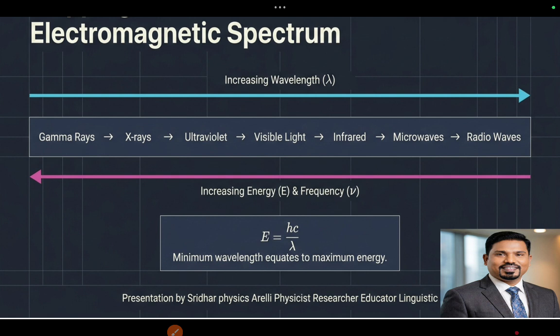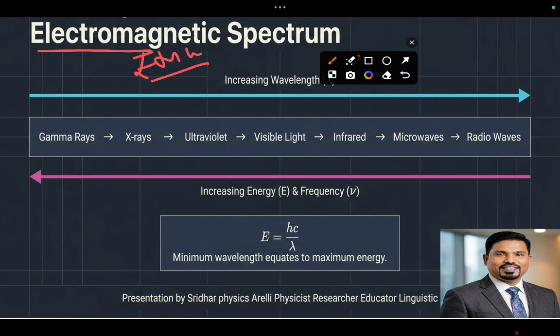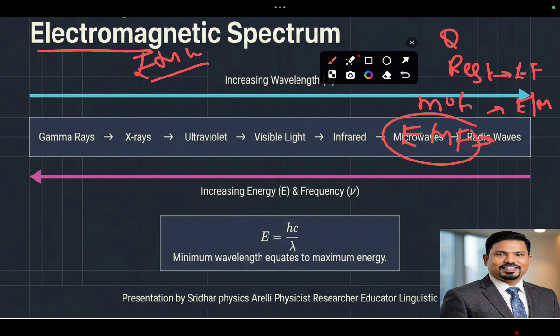Before I start the concept, I would like to discuss a few points related to what the electromagnetic spectrum is. When a charge is at rest, it creates an electric field. When a charge is in motion, it creates an electric field and a magnetic field. When a charge is accelerating, it creates electromagnetic waves.